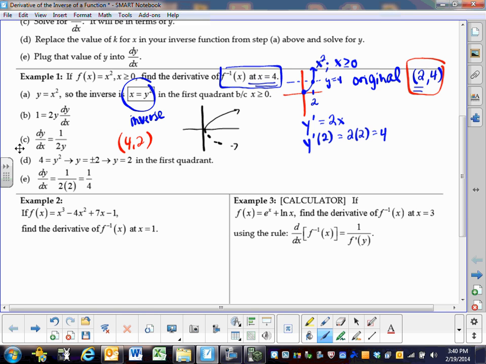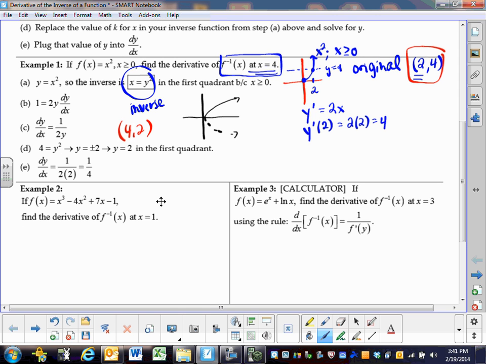So notice what happens. The original point is (2, 4). The inverse point is (4, 2). The original slope is 4. The inverse point's slope is the reciprocal.